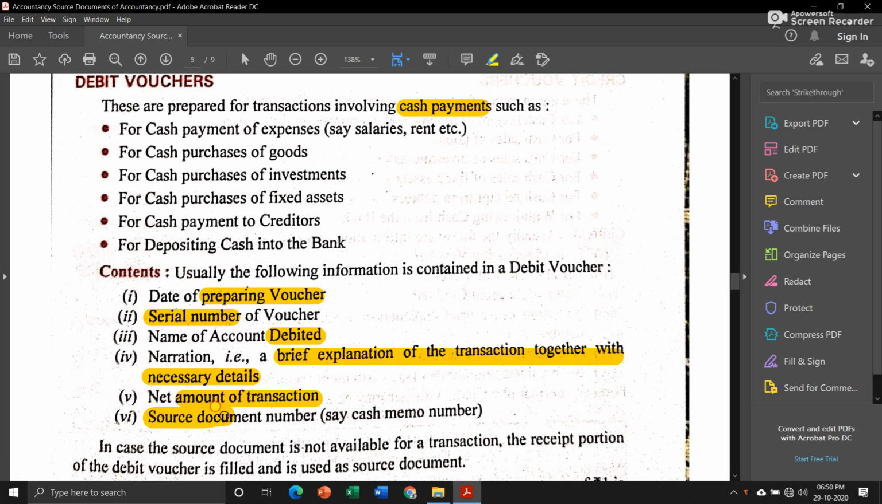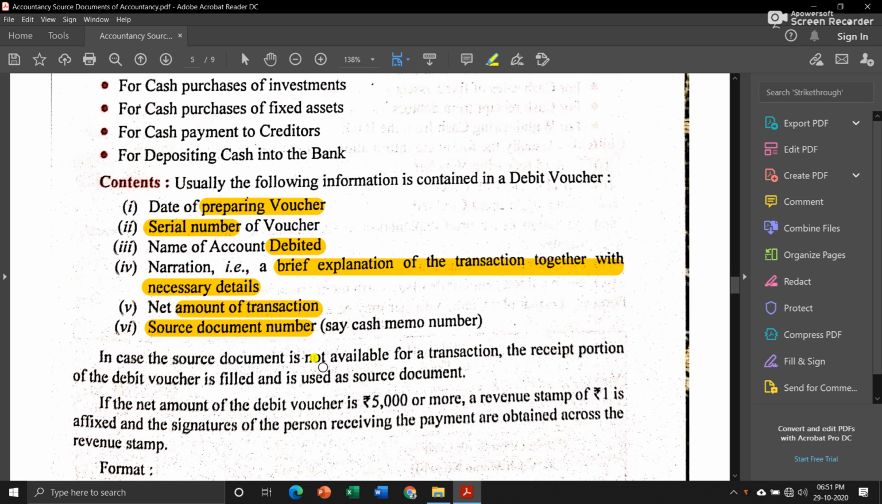Then source document number. Suppose you have made any cash payment, then for that you will prepare a source document, and in that source document there will be one serial number, and that serial number will be mentioned in the debit voucher. In case the source document is not available, suppose for any cash payment the source document is not there, then the receipt portion of the debit voucher is filled and is used as a source document. In that case, your debit voucher will work as a source document as well.